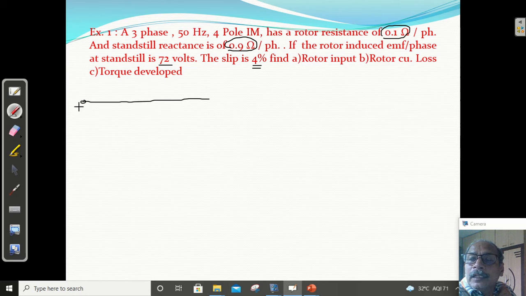This is P1, that is input to the motor, then the stator losses, that is the output of the stator, P2, or input to the rotor. Then it is the rotor copper loss, then it is PM, output of rotor, and this power will be converted into gross torque TG. So we have to find the gross torque.